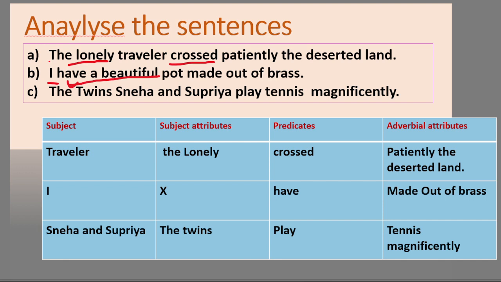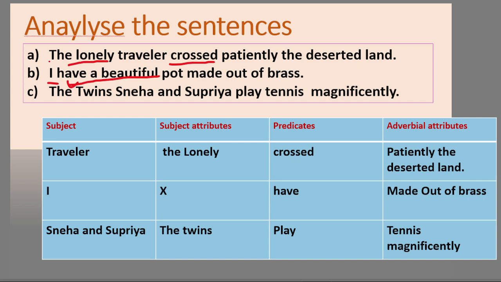Yes, we have a predicate part. So here, have is the predicate, a single word predicate. It is a verb, and the rest is not the subject attribute, but the adverbial attribute, like made out of brass. I have a beautiful pot made out of brass. Let us see the next sentence.